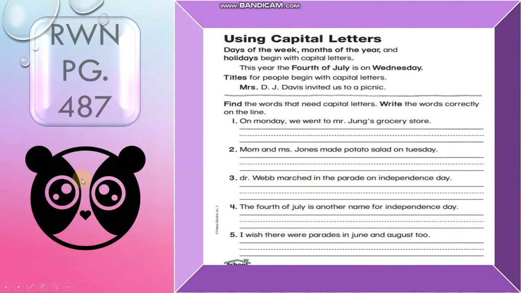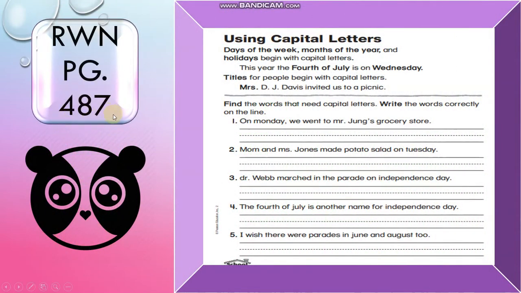Let's open our notebook page 487 and we'll practice all our skills right back again. Using capital letters. Days of the week, months of the year, and holidays begin with capital letters. Don't forget. This year, the 4th of July is on Wednesday. Do you see? 4th of July, a holiday, capitalized, and Wednesday. We have to capitalize Wednesday too. It's the days of the week.